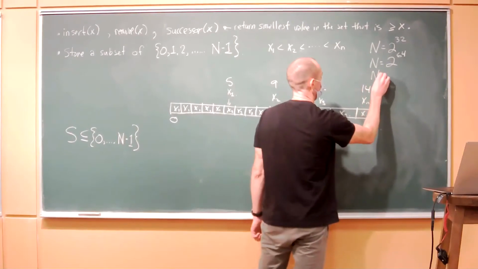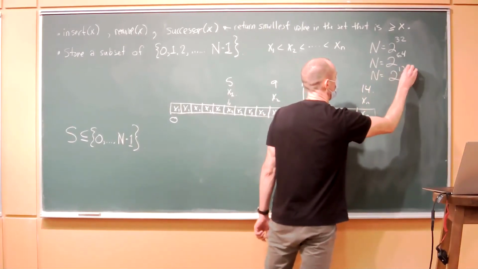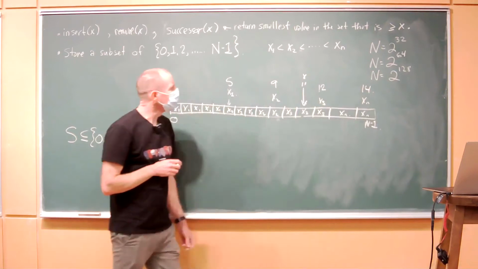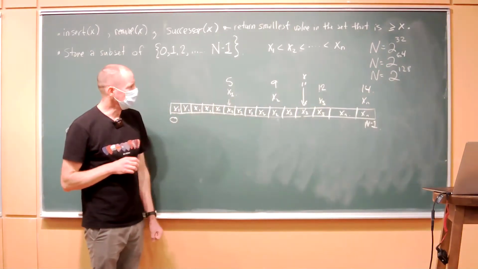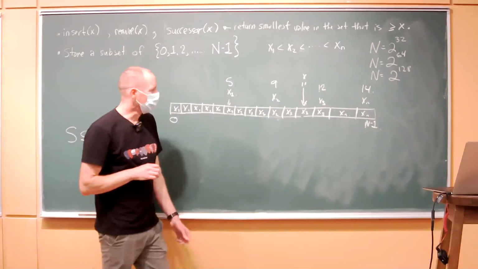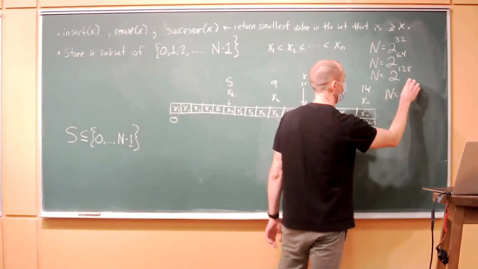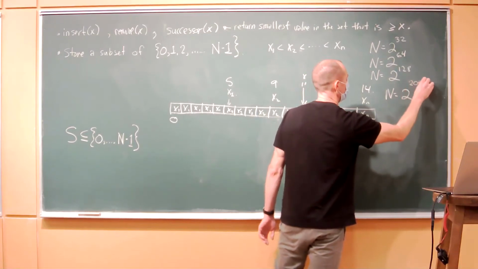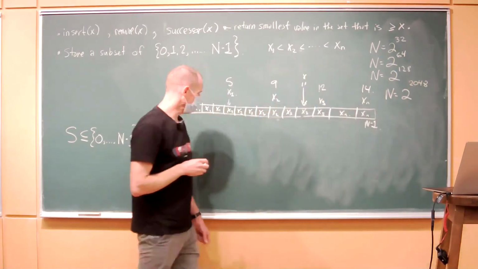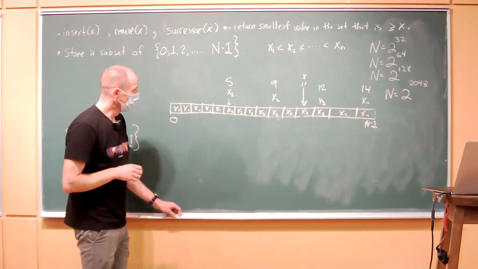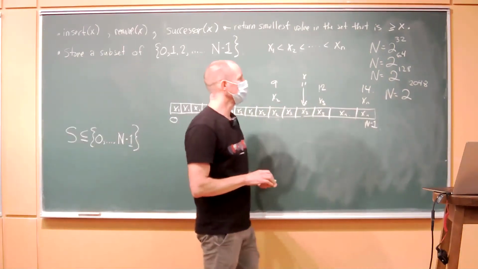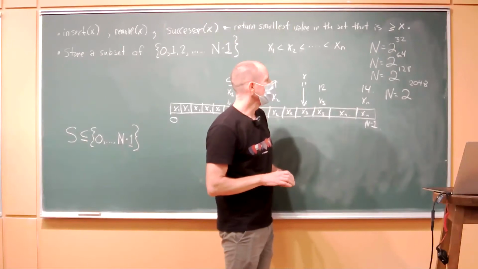You could have n is 2 to the 128. That would be something like IPv6 network addresses. Or if it's some cryptographic application, you might even have n is 2 to the 2048. Wait, shouldn't that be 31? Because if you have 32 bits, then the maximum power is 31. Well, for unsigned integers, they will be between 0 and 2 to the 32 minus 1. Yeah.